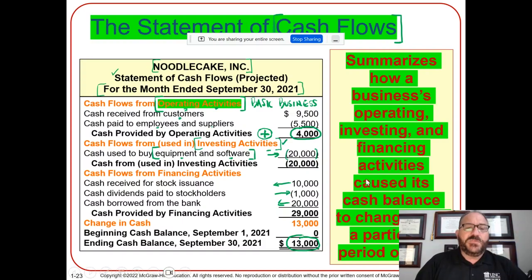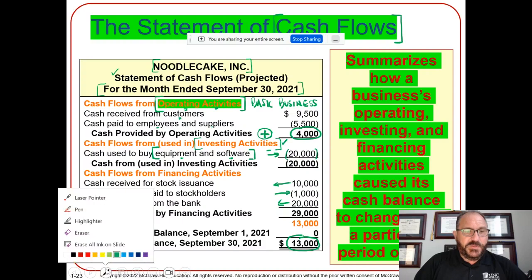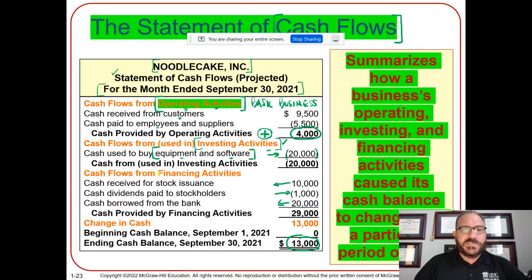Now, finally, cash flows from financing activities. Let me show you this one. Okay. Cash flows from financing activities. Now, what this is about, financing activities, cash received from stock. So we got money from selling our stock. We got $10,000 from that. Then we paid some dividends to our stockholders. Remember, we said that for $1,000. Then we borrowed money from the bank.